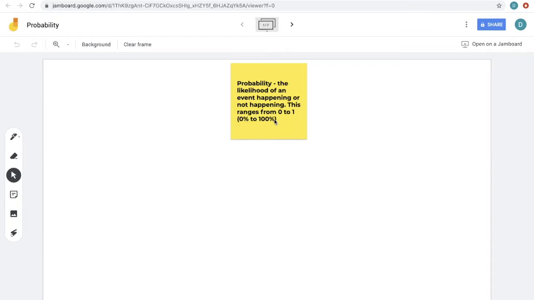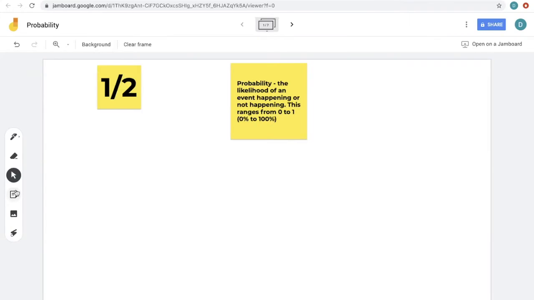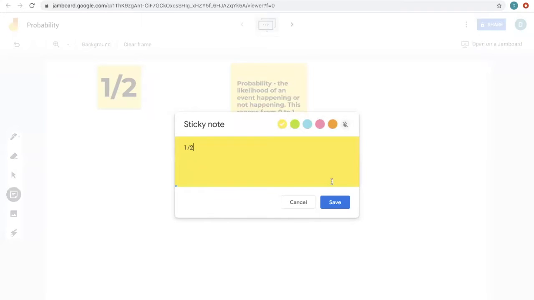And so let's say I want to flip a coin. Well, I know that there are only two outcomes when flipping a coin. I can land on heads or I can land on tails. And so the probability of landing on heads, I could say, is 1 out of 2. And then I could say the same thing about tails too, it would be 1 out of 2.